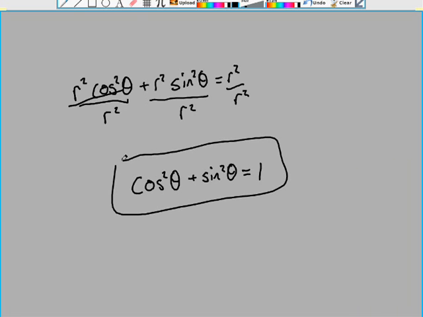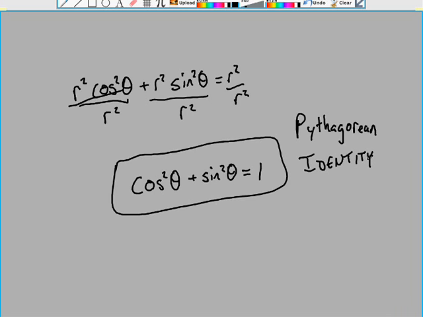Now notice this has nothing to do with r, so this works for any circle. Any circle of any radius will give you this relationship. So if you take the cosine of some angle and you square it and you add it to the square of the sine of that angle, it will always equal 1. This is something called a Pythagorean identity. I'll give you one chance to guess why that's called a Pythagorean identity based on the last video.